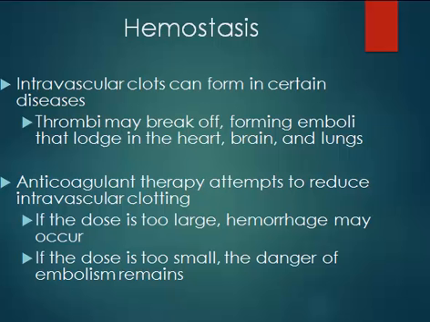So intravascular clots can form in certain diseases. These clots are called thrombus or thrombi. They can break off, and now they're called an embolus, and they can lodge in your heart, brain, and lungs. So anticoagulant therapy attempts to reduce this intravascular clotting. However, you have to be careful, because if the dose is too large, they can hemorrhage, and if the dose is too small, the person can't clot.